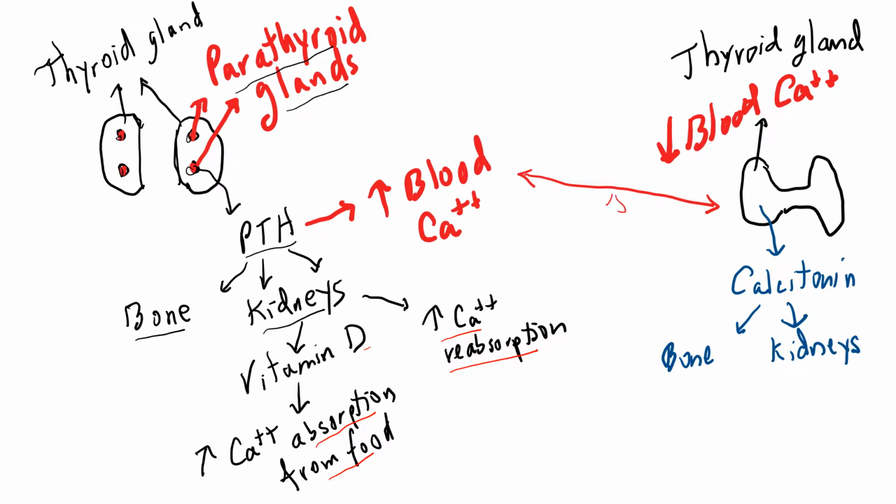The antagonistic effect, the opposite effect, takes place by the hormone produced by the thyroid called calcitonin. Calcitonin affects bone by depositing more calcium into bone. Calcitonin is going to affect the kidneys by decreasing vitamin D production and by increasing calcium excretion, meaning the kidneys are now going to get rid of calcium, blood calcium, in the urine. These three combined effects will cause a decrease of blood calcium levels.